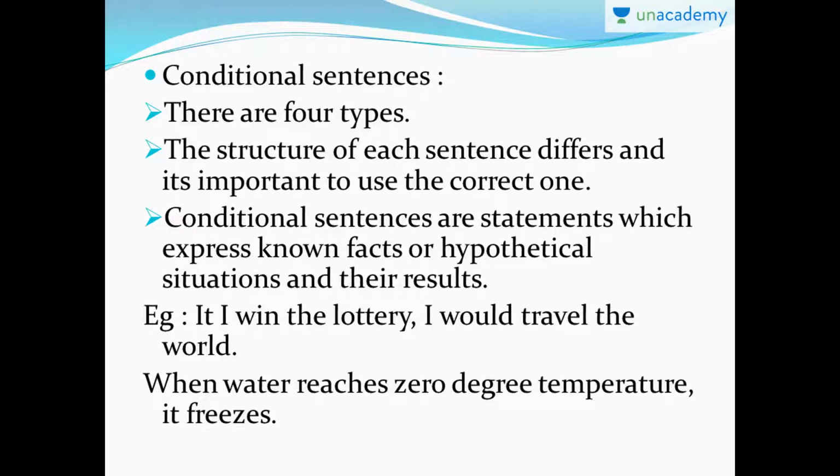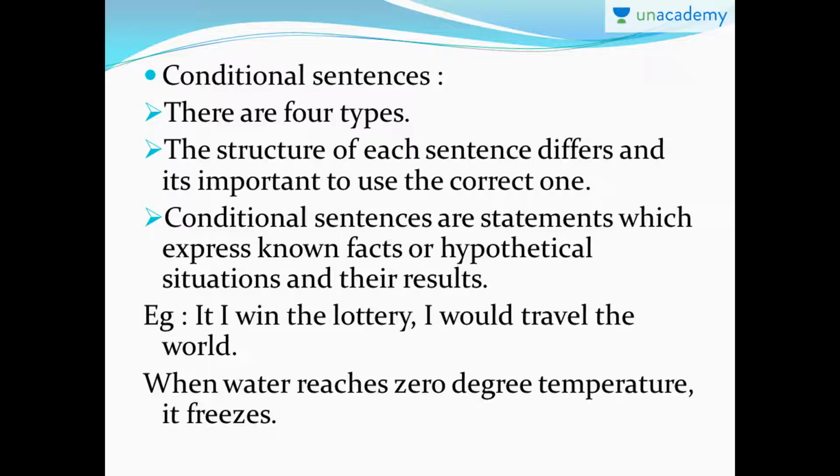So, conditional sentences are of 4 types. The structure of each sentence differs, and it is very important to follow the correct one. There are 4 different types of conditional sentences, and the structures are different for all the 4 types. If you use a wrong structure, maybe in oral it's fine, but when you write it, your writing must be correct. Okay, now what is a conditional sentence?